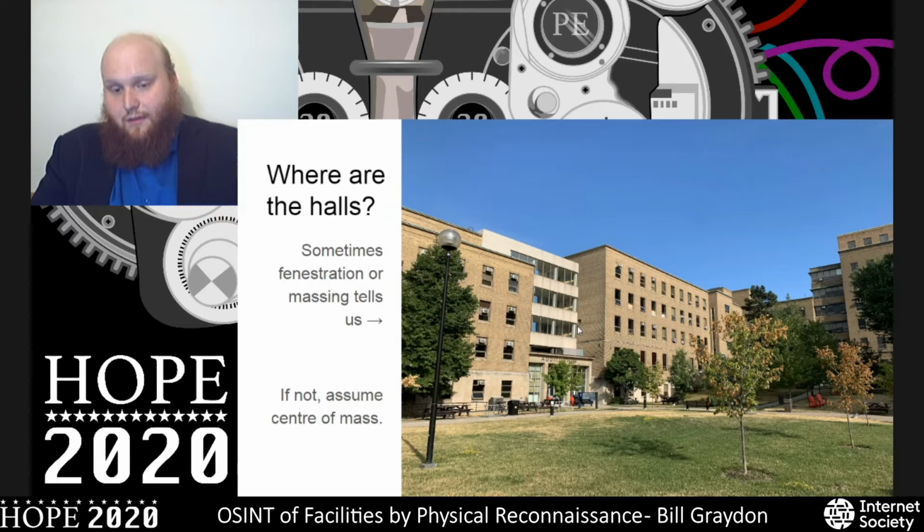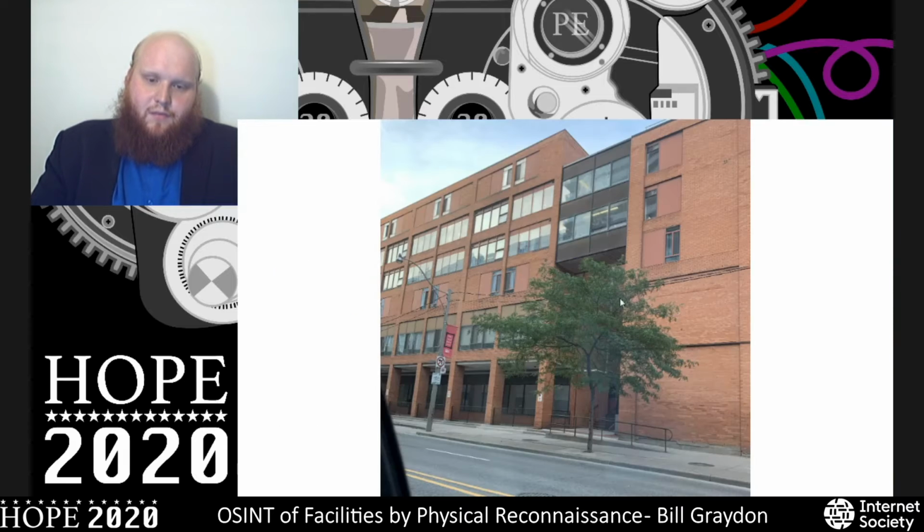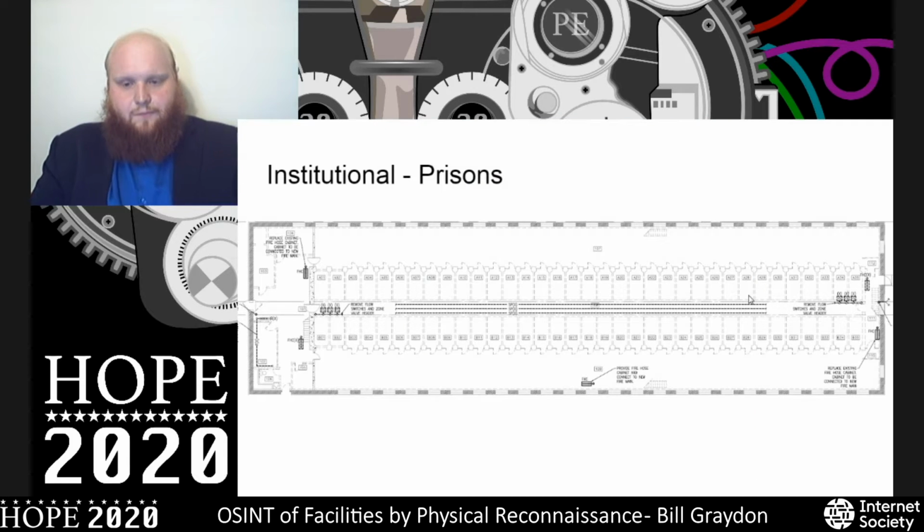Where within this mass are the hallways? Well, usually we can assume it's halfway in the middle, but sometimes fenestration or massing tells us. So we can see this hallway here, and that tells us exactly where the hall is in this particular wing. Here's one case where it's not in the middle, but this bridge will give us a sense that it's on the edge, so we can tell that from that piece of information.